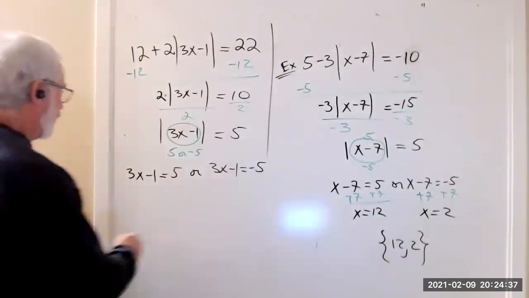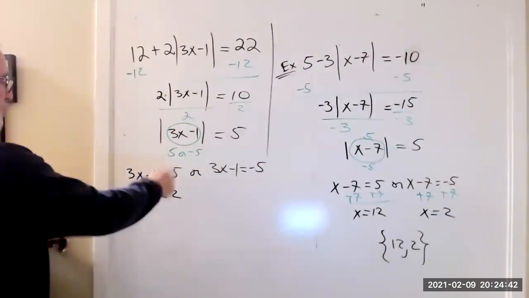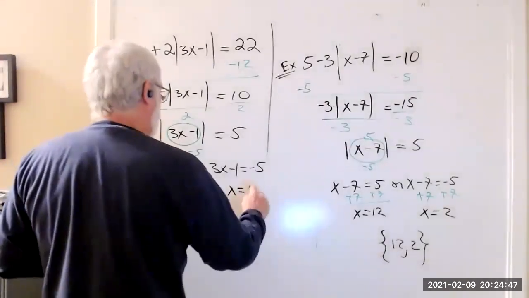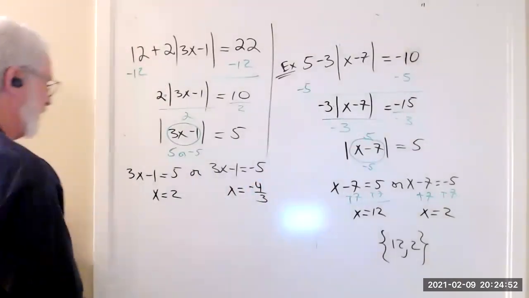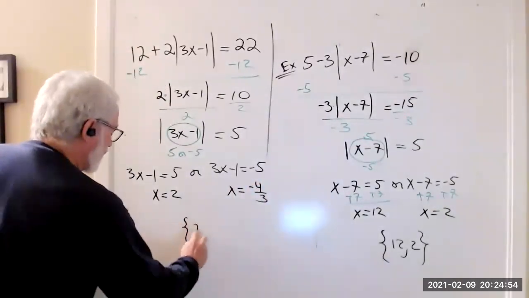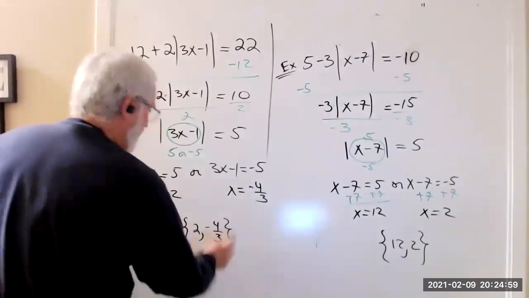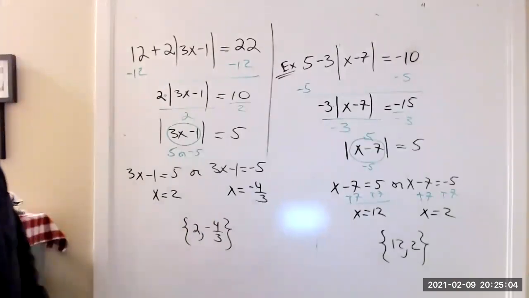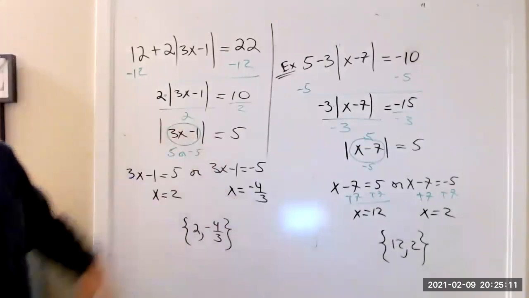Solve, I think this becomes x is 2, add 1, divided by 3. This becomes negative 4/3. I think so. And I'll show work if people want me to, but the solution set is 2 and negative 4/3. And again, it doesn't matter which order you put them in as long as you got those 2 numbers there. So do you want to see my steps for how I got 2 and 4/3, or are you happy and we go for it?